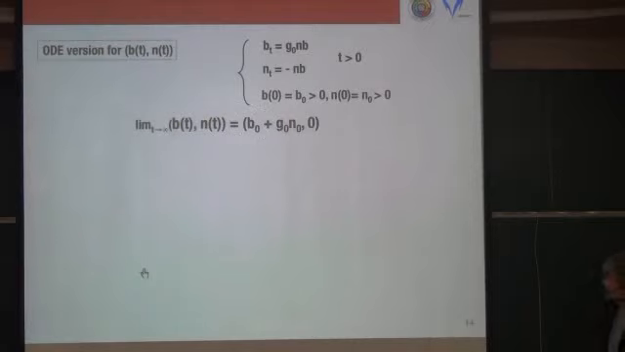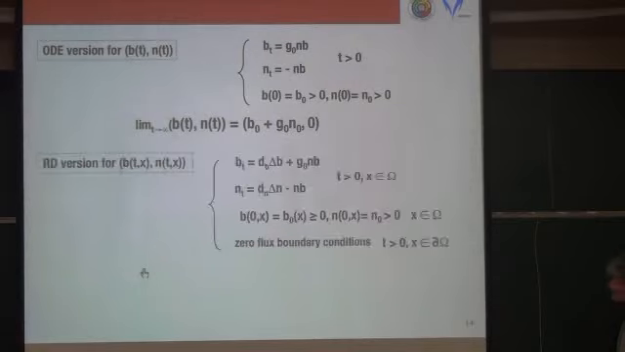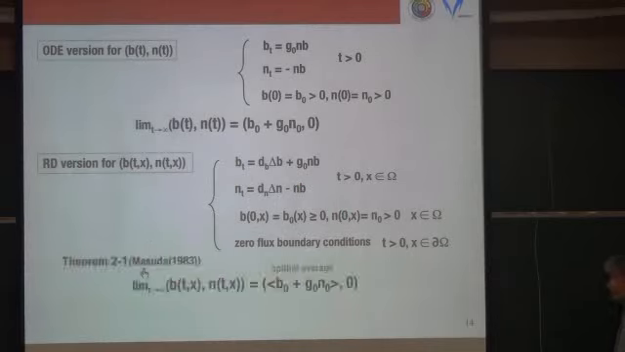So if you think about the ODE, then the result is very clear. Nutrients tend to 0. Bacteria is increasing from B0 to B0 plus G0 N0, okay. This is a sort of growth, so it's very clear. And how is the reaction diffusion version? The reaction diffusion version is like this, okay? And the result is also clear.